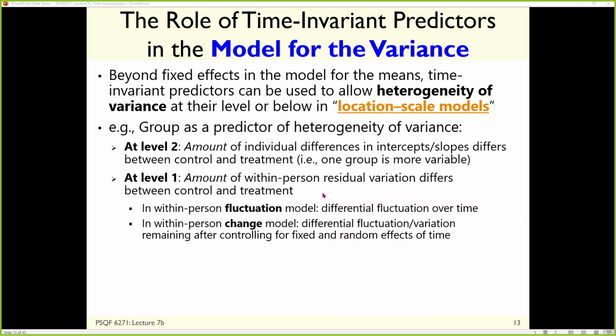So if you think of this in terms of fluctuation, let's say that I ask for stress every day for a month. You get this, right? Some people are like this. Some people are like this. So you can actually have another kind of random intercept that controls the size of the residual variance across people. It's called a random scale factor. I know that's like, what? But think of it in that context.